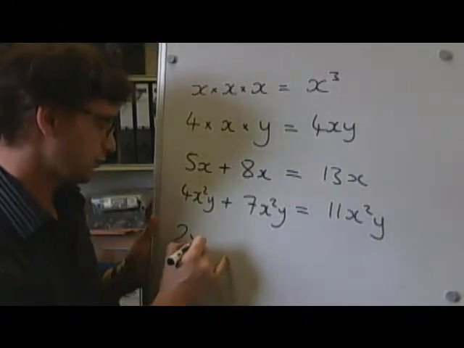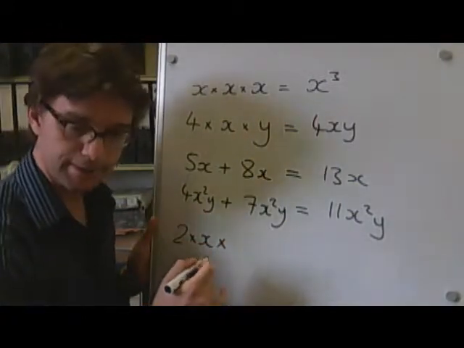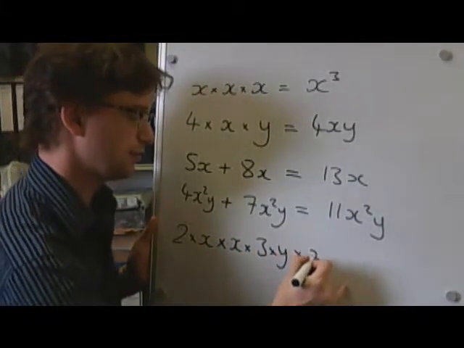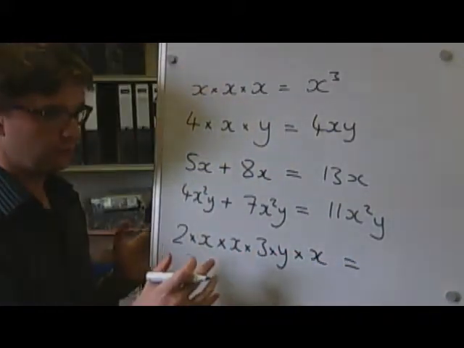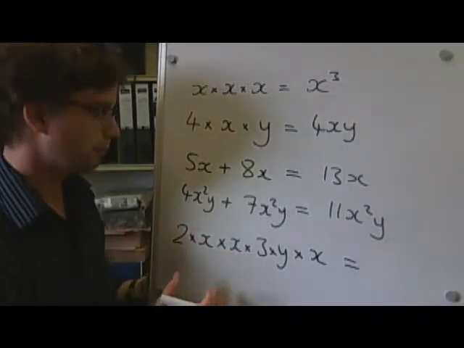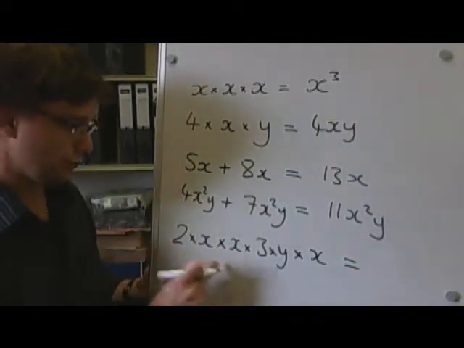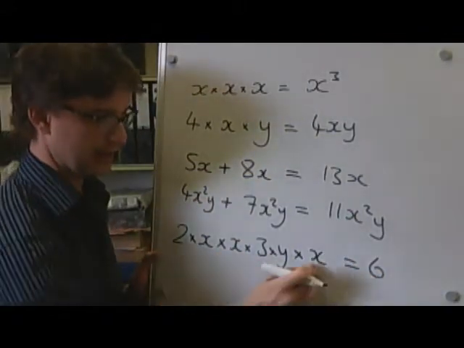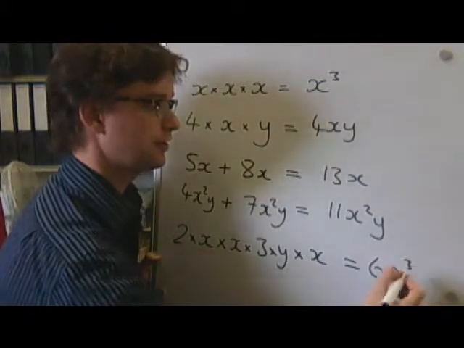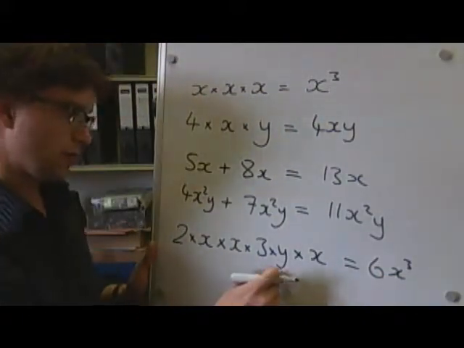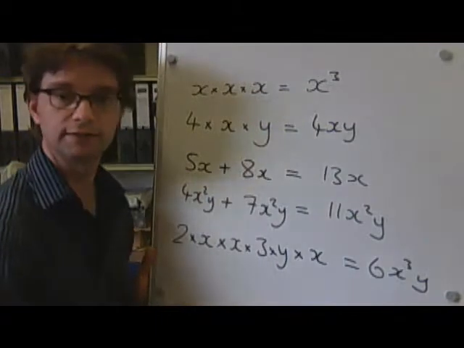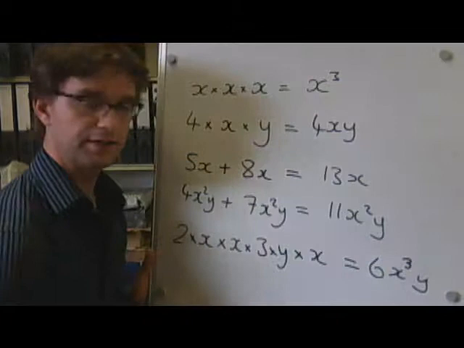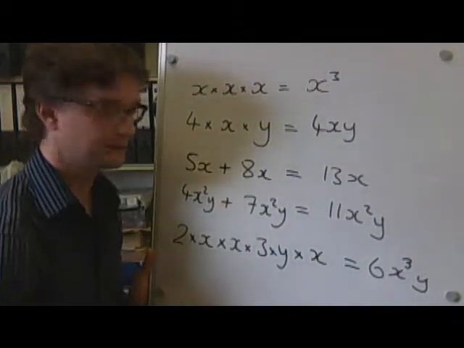Lastly, we might say if we've got 2 times x times x times 3 times y times x, we can bring all of these pieces together into one place. So I've got 2 times 3 is 6, and I've got an x times another x times another x, which is x cubed, and I've got a y in there as well. So the simplest way to write that is 6x cubed times y, 6x cubed y.